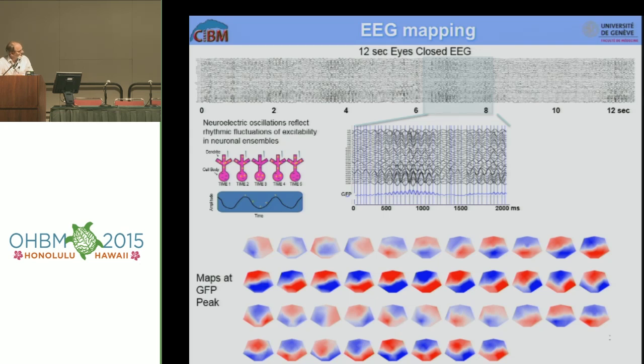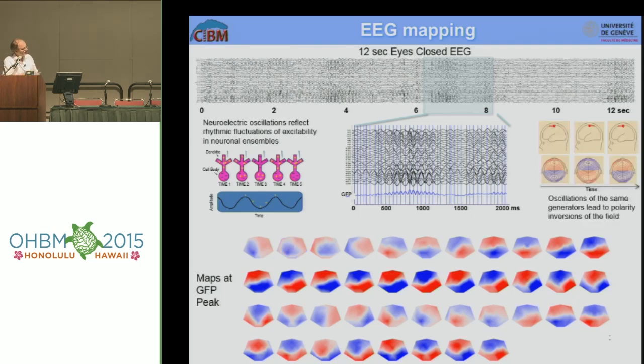So this activation and inhibition repeatedly causes these oscillations in the brain, and these oscillations then on the surface, as Thomas has shown, cause polarity changes of the dipoles, and through that polarity changes of the maps without changing the configuration.